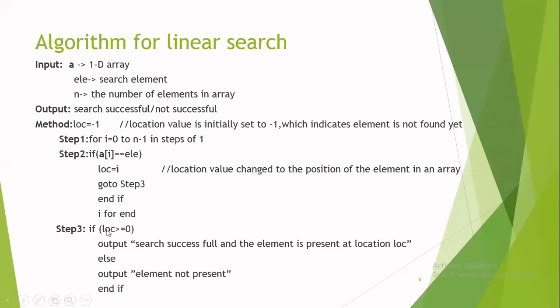In step 3, you will check this condition. If the location pointer variable value is greater than or equal to 0, it means that the search is successful and the element is present at the location pointed out by this location variable. Or else you will say that the search is unsuccessful and the element is not present in this list. Okay, so this completes the algorithm for linear search.